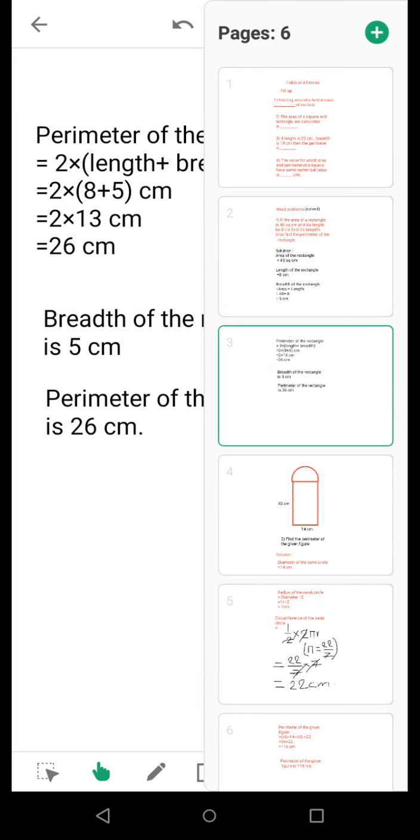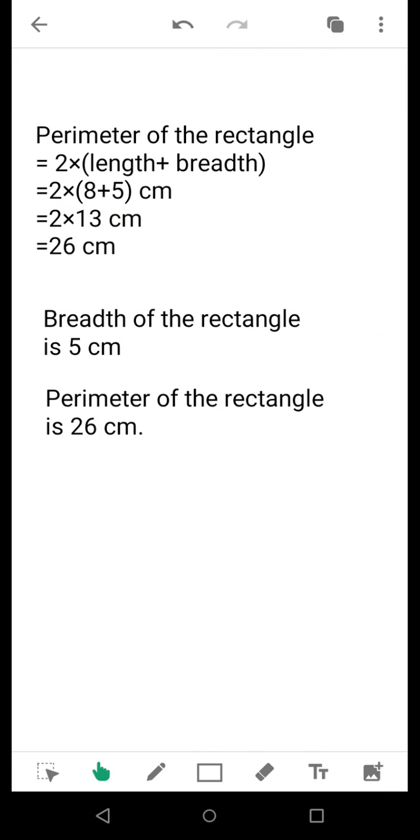Now we move to the next board. Here we need to calculate the perimeter. So perimeter of the rectangle will be given by 2 into sum of length and breadth. This is the formula. Now you will write 2 into 8 plus 5, since 8 was length and 5 was breadth. The unit is centimeter. So 2 into 13 centimeter, that means 26 centimeter. So breadth of the rectangle is 5 centimeter and perimeter of the rectangle is 26 centimeter. You have got both the values. At the end only you have to write them.